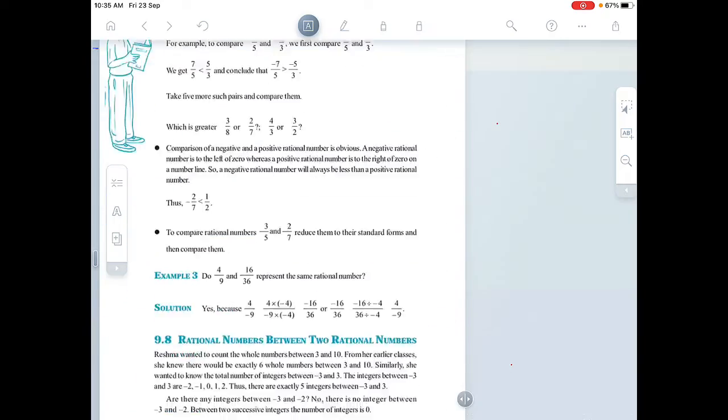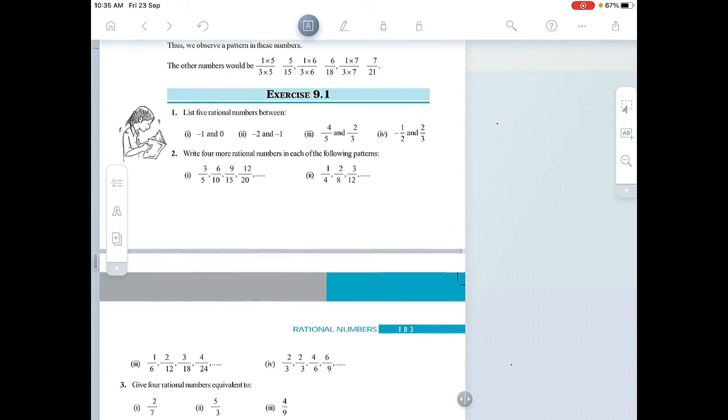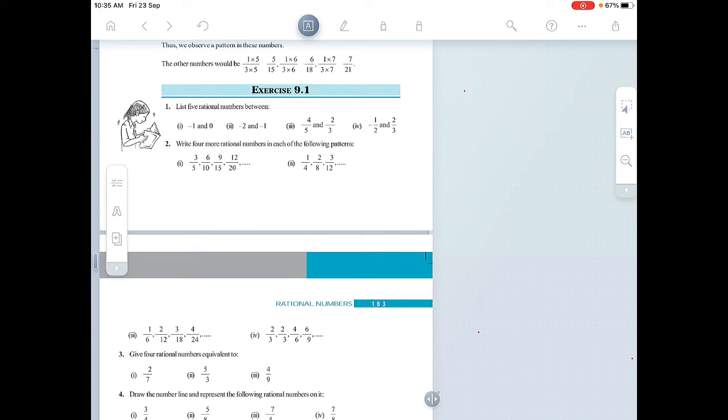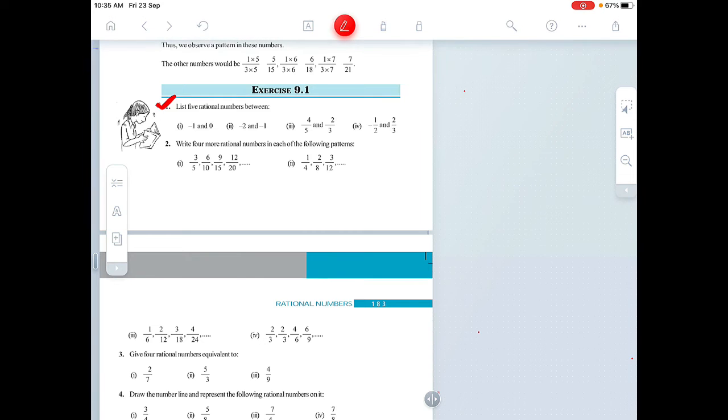Now see, let's start exercise 9.1. Since it is a very easy chapter, we will not take much time to finish it. So let's start. In question number 1 it is written: write 5 rational numbers between -1 and 0. Okay, this is the first question.